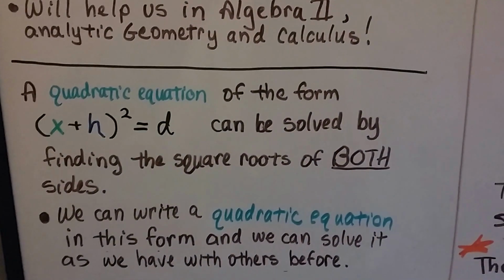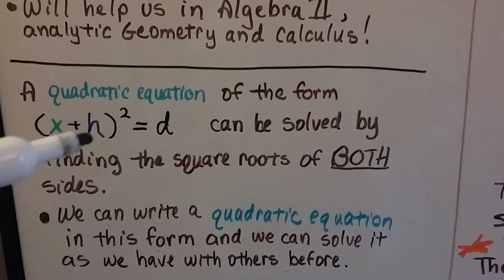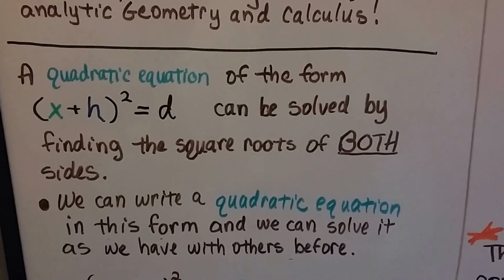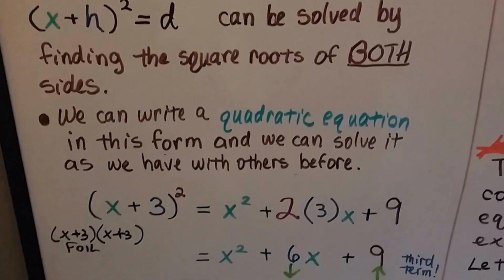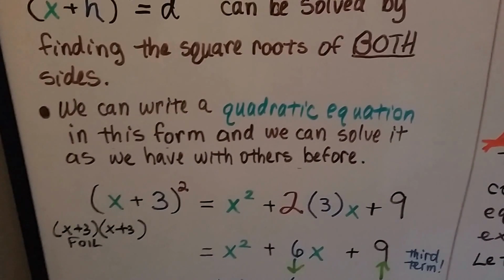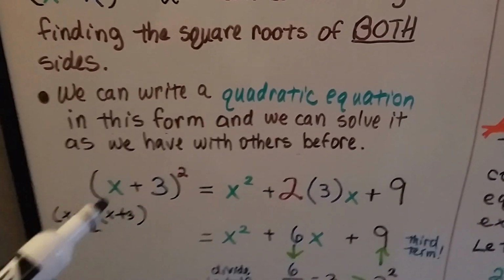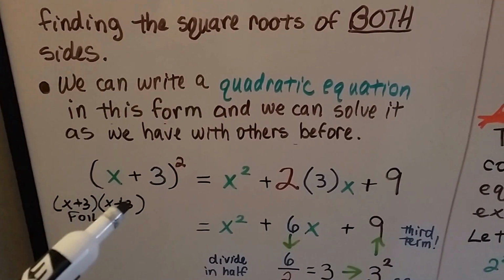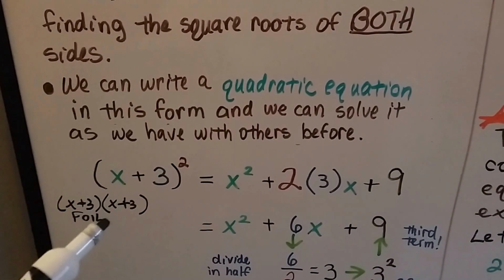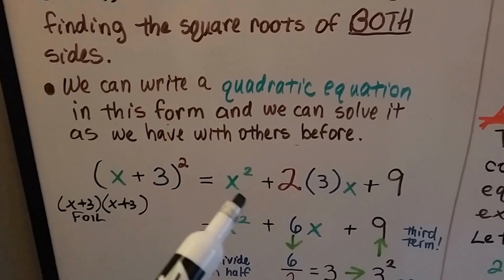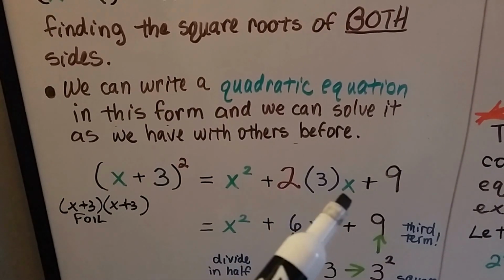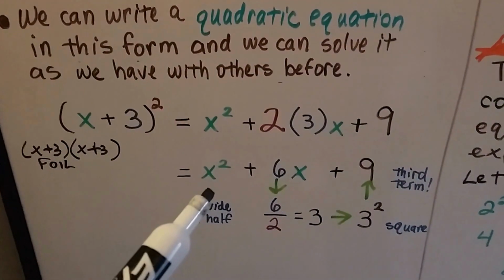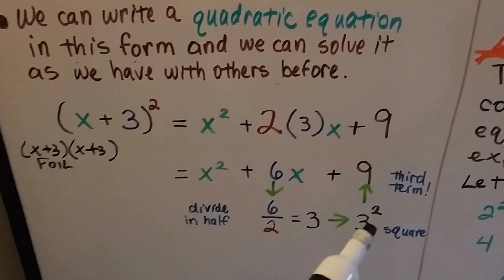A quadratic equation in the form of (x + h) squared equals d can be solved by finding the square roots of both sides of the equation. We can write a quadratic equation in this form, and we can also solve it as we have with others before. So (x + 3) squared is the same thing as (x + 3) times (x + 3), right? We can FOIL this. It's going to equal x squared plus 2 times 3x, which is 6x, plus 9.